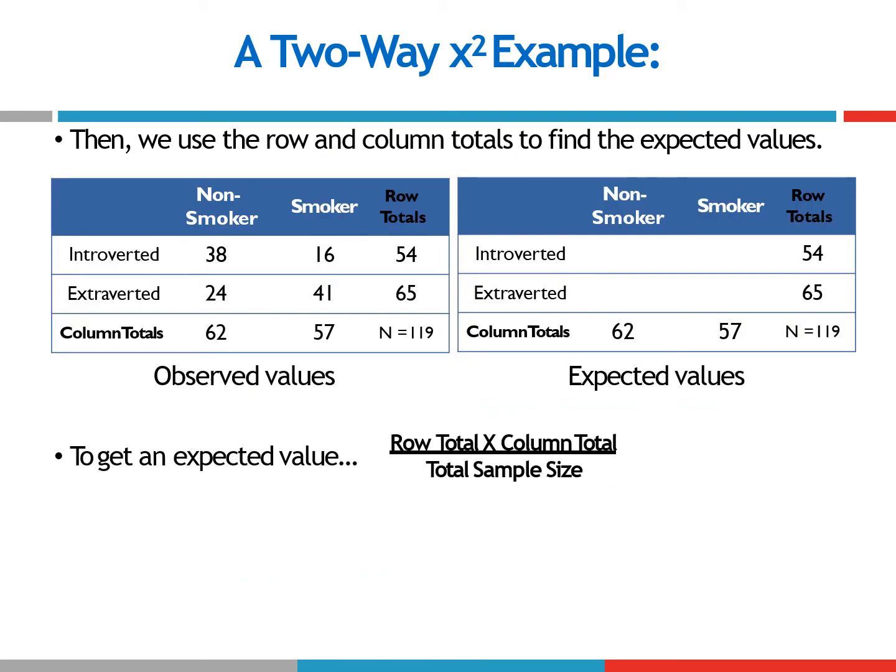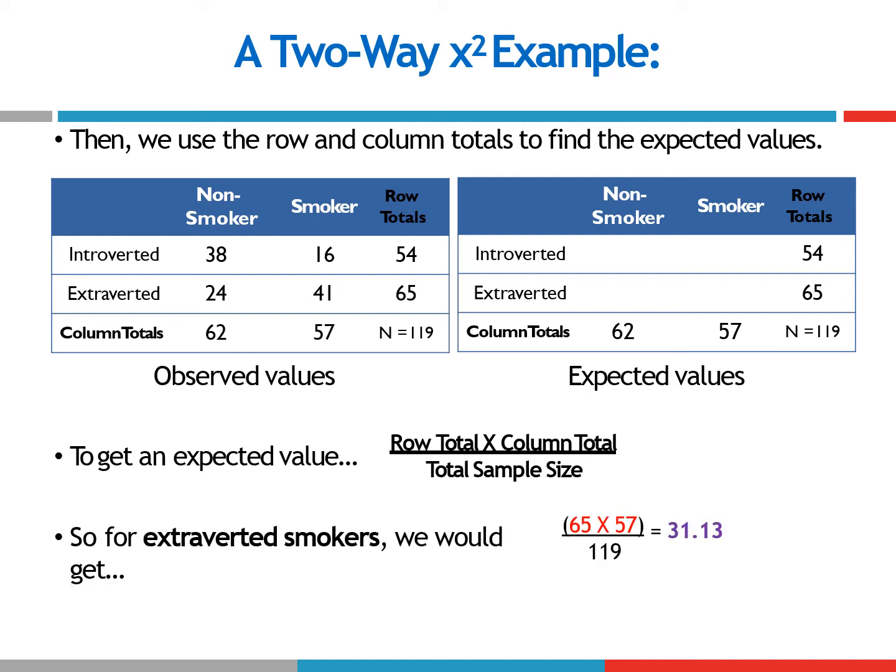Okay, well, to get an expected value, we have to first multiply the row total by the column total and then divide that by the total sample size. Right? So what do I mean?